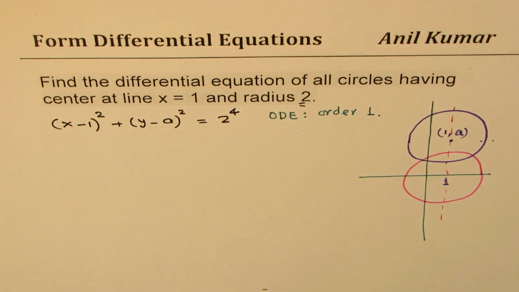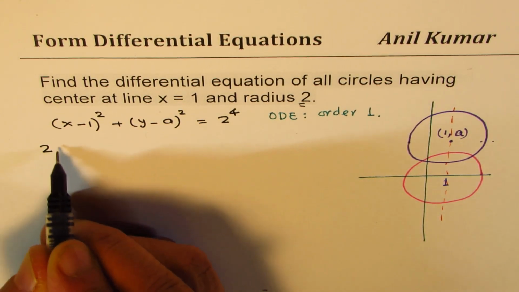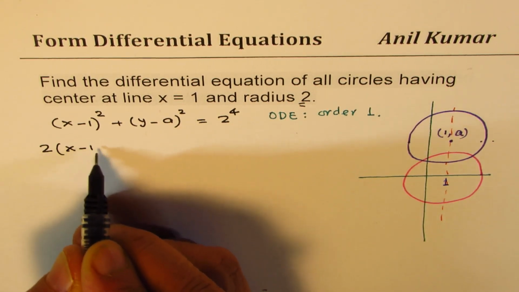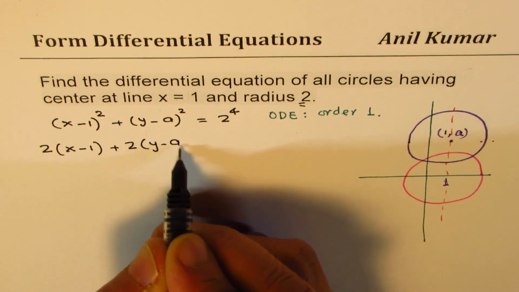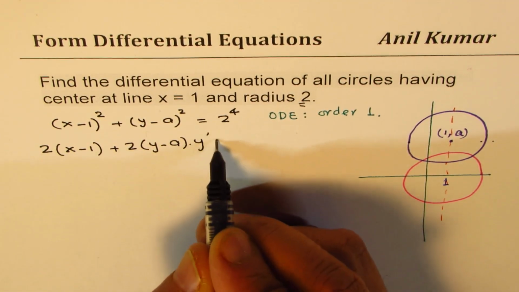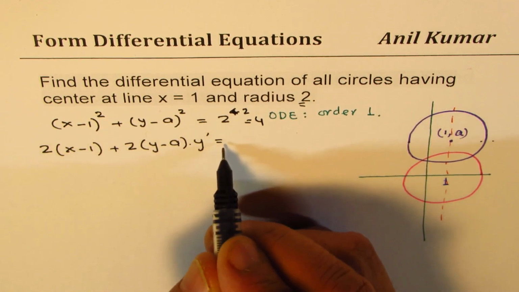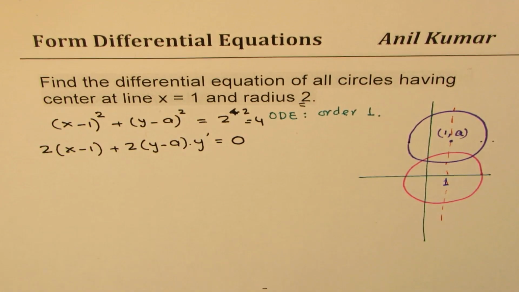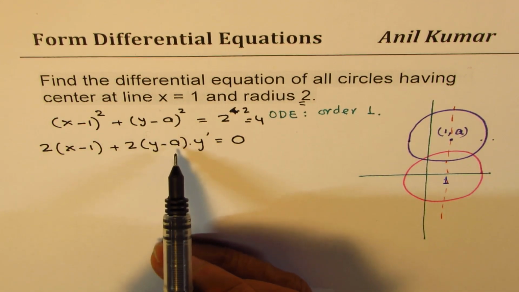So let us differentiate it with the help of the independent variable x. In that case, what do you get? You get 2 times (x minus 1) plus 2 times (y minus a) times the derivative of y, which is y prime, equals the derivative of 2 squared, which is 4. The derivative of 4 is 0. That's what you get. Now we need to eliminate a.